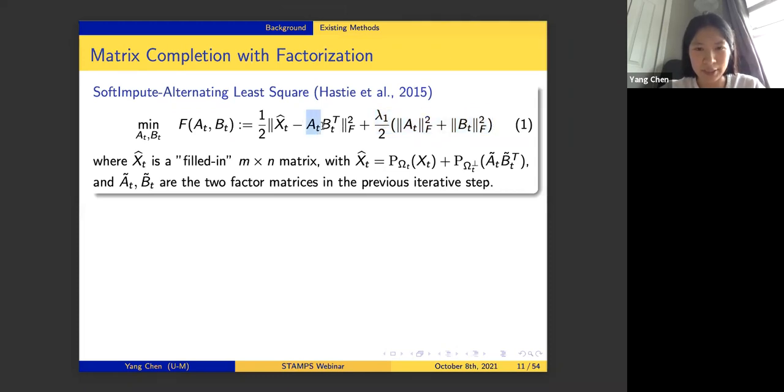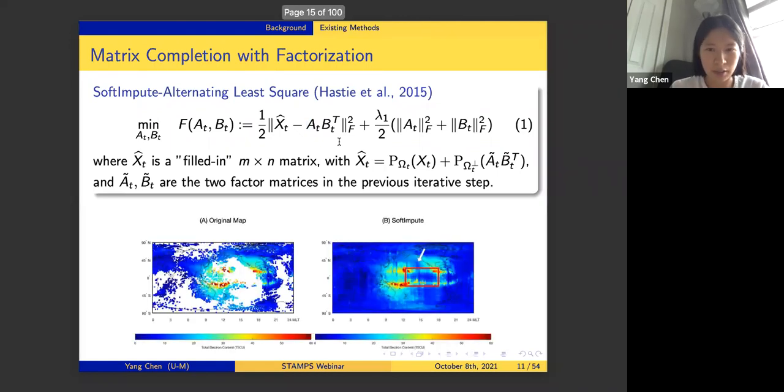So if we fix AT as a constant, then this loss function is essentially equivalent to ridge regression, because BT is shrinking towards 0, and then you have an L2 loss. And similarly, if we fix BT, this is essentially a ridge regression problem for AT. So closed-form solutions can be derived at every iteration, and we just iterate the two steps until convergence. The algorithm is very fast, and it can give satisfactory performance in a lot of situations.